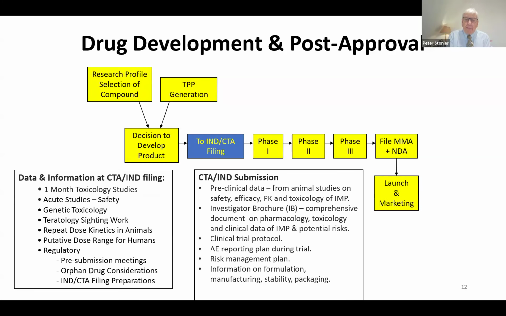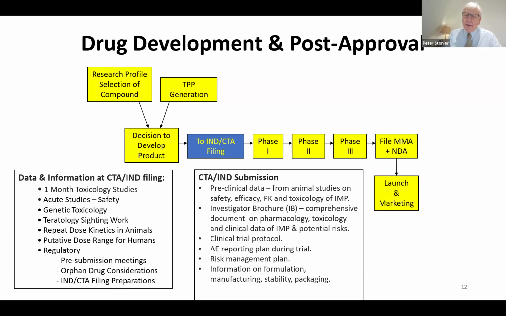The next stage really is coming up to filing for undertaking clinical studies through an IND or through a clinical trial application. And on the left here, we can see some of the data which has been accumulated at this stage of the CTA filing in terms of toxicology studies and dose kinetics in animals and putative dose ranging for humans, and also regulatory matters in terms of pre-submission meetings, orphan drug considerations, and preparation for filing.